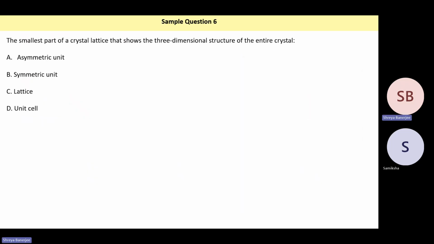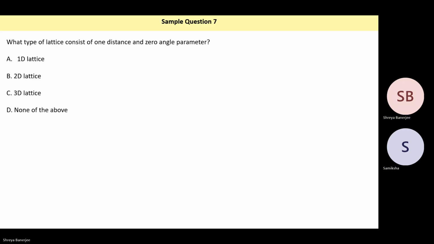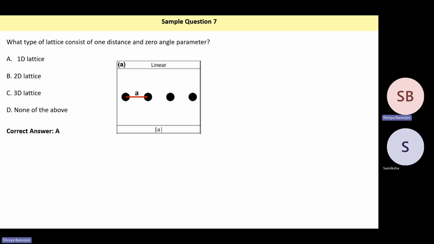Okay. Then you have this question: smallest part of a crystal lattice that shows the three-dimensional structure of the entire crystal. That is your unit cell, correct. Then you have what type of lattice consists of one distance and zero angle parameter. 1D lattice. Yes, correct. 1D lattice.